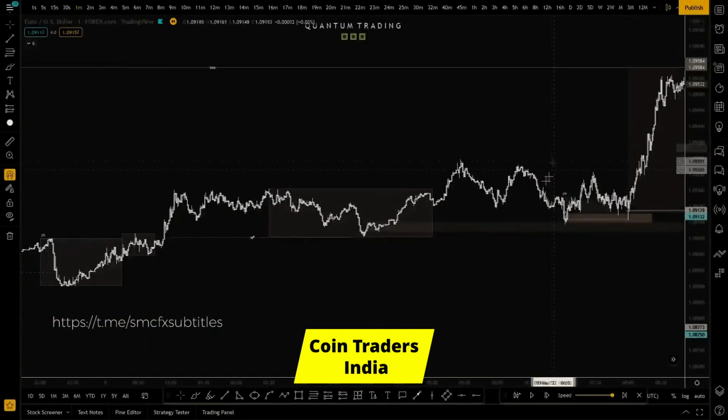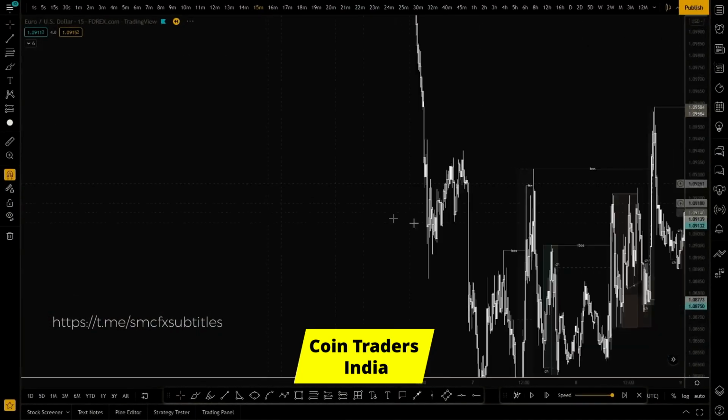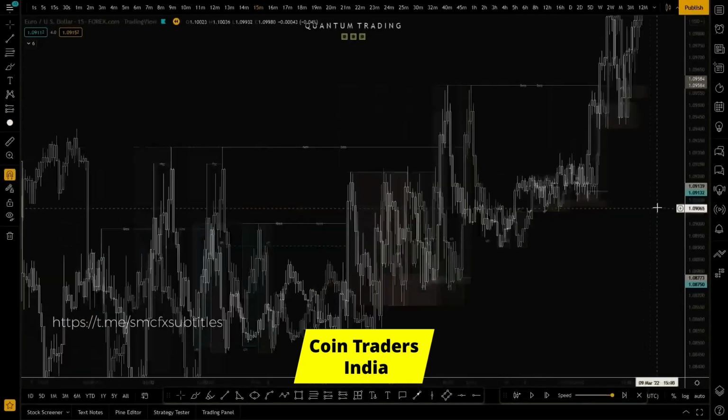Okay, so now what we're going to do is move on to the next example, which is going to be this level right here. So we'll go to the higher time frame once again, just to be able to understand and see what we've got going on here.